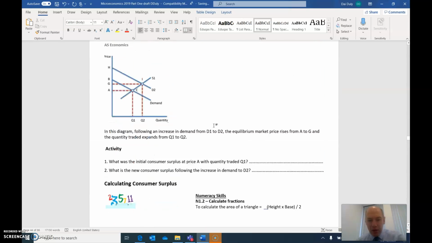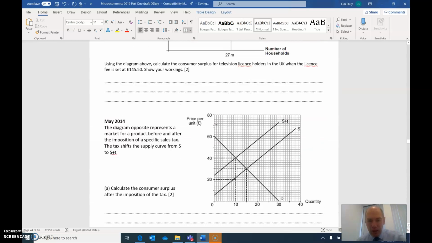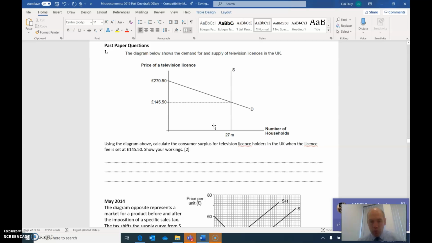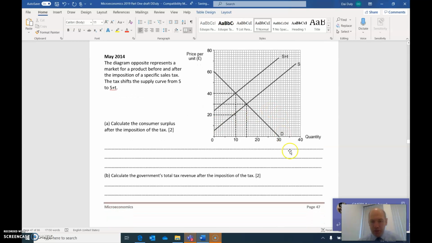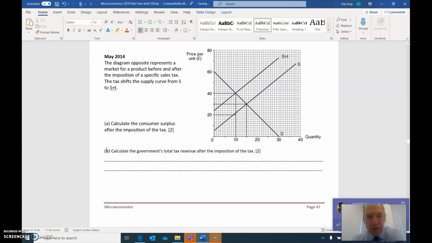The only other question that you guys wanted me to go through is this one, so let's have a little read of it together. It says the diagram opposite represents a market for a product before and after the imposition of a specific sales tax.